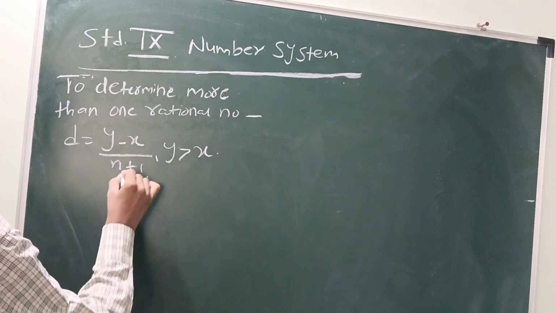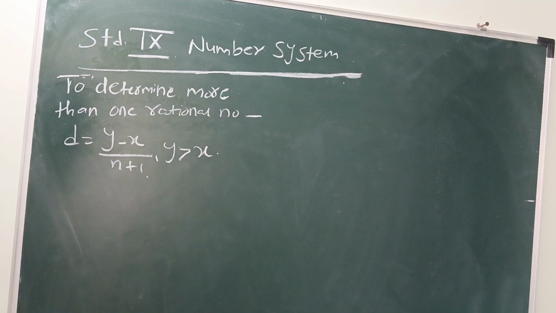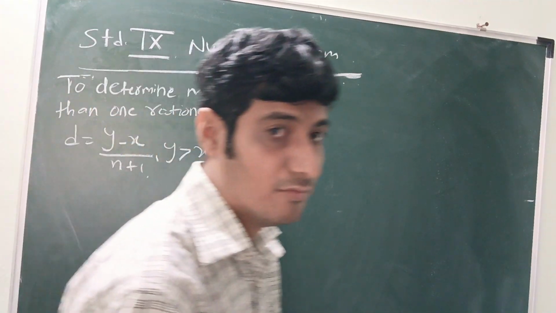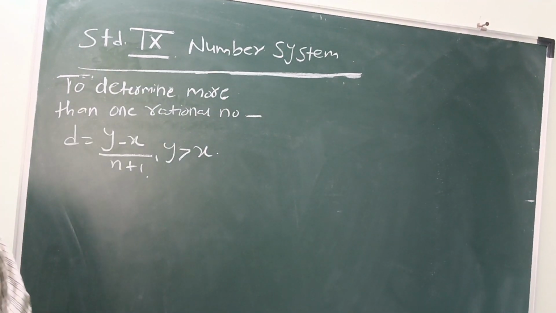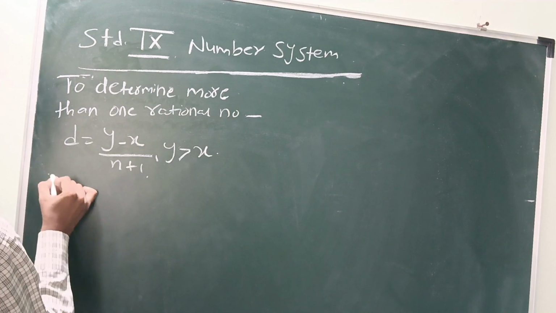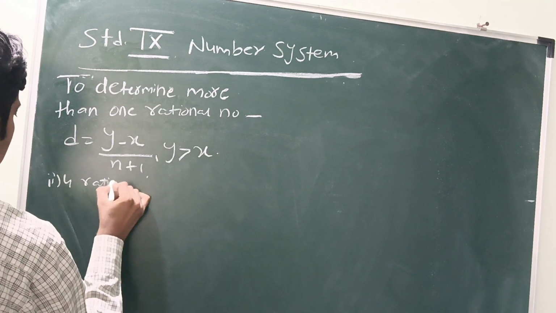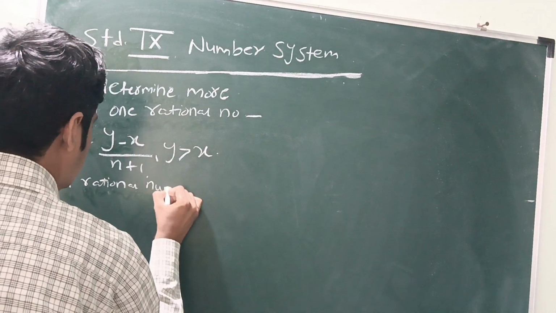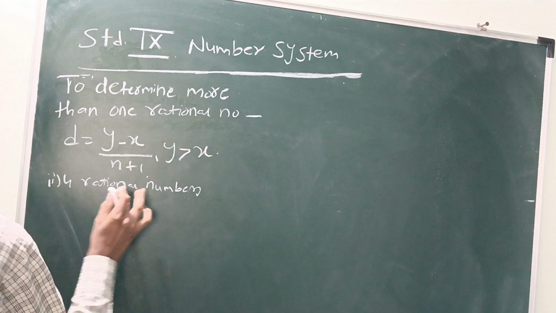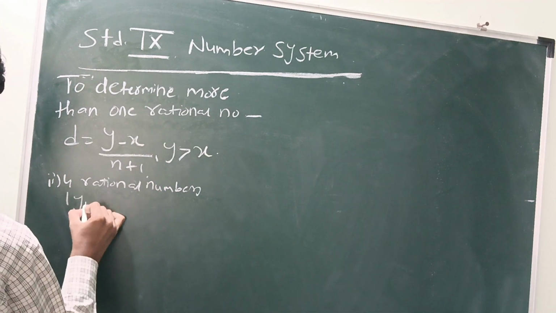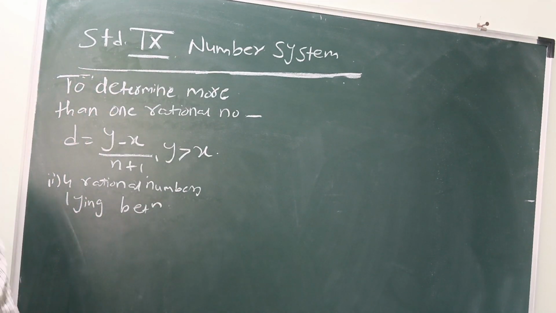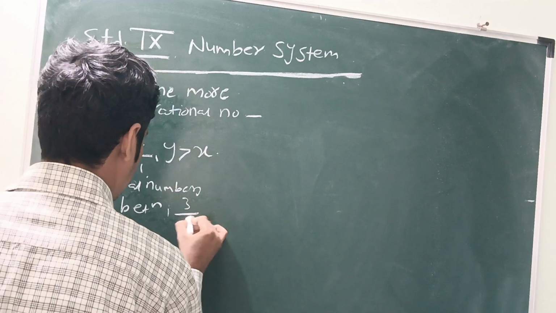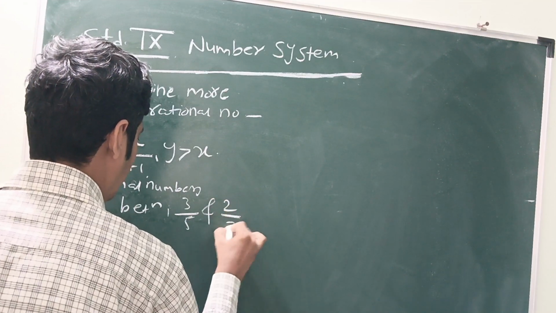And let's see the example based on this formula. How to determine a rational number for more rational numbers. So find four rational numbers lying between 3 upon 5 and 2 upon 3. We have to find four rational numbers lying between 3 upon 5 and 2 upon 3.